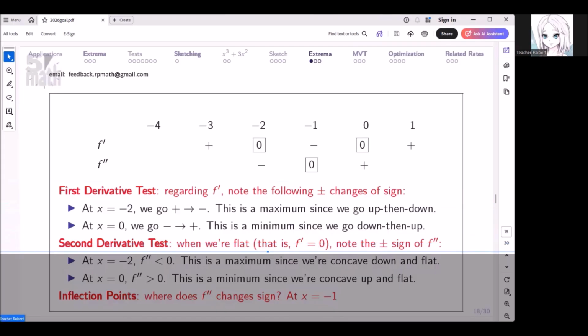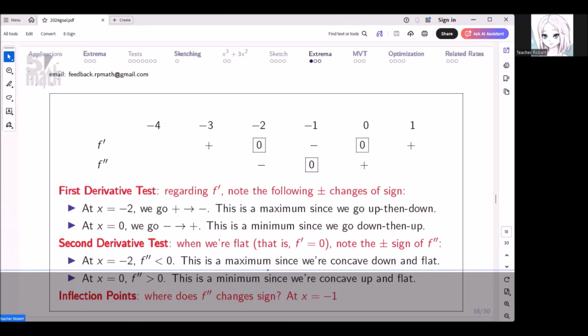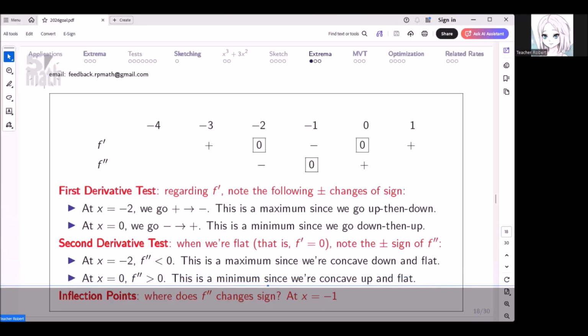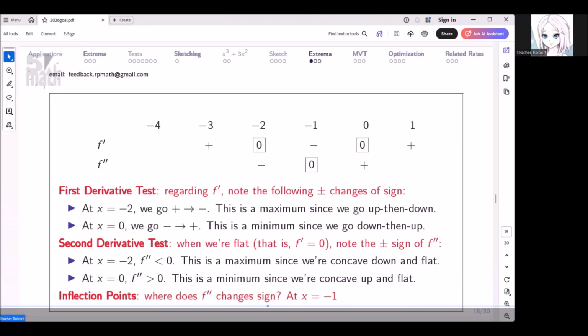Second derivative test. When we're flat, that is f prime equals 0, note the positive negative sign of f double prime. At x equals minus 2, f double prime is less than 0. This is a maximum since we're concave down and flat. At x equals 0, f double prime is greater than 0. This is a minimum since we're concave up and flat. Inflection points. Where does f double prime change sign? At x equals minus 1.